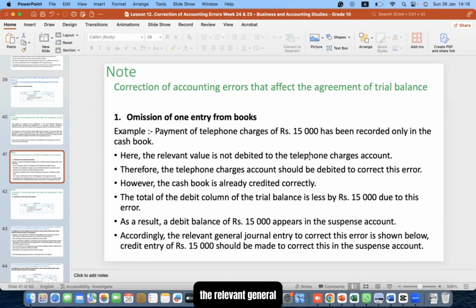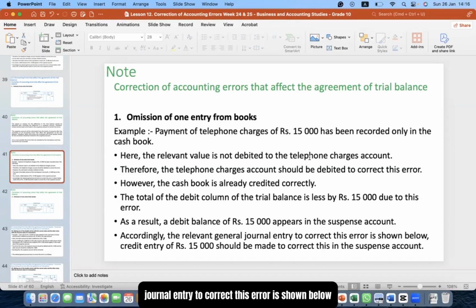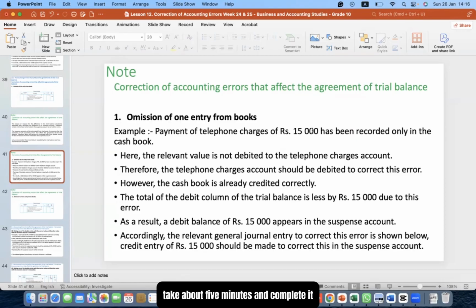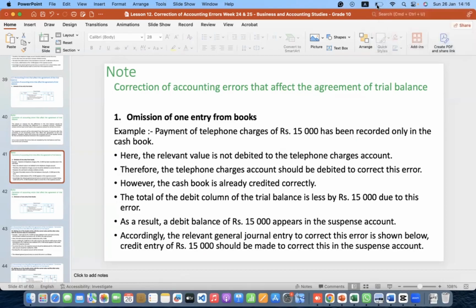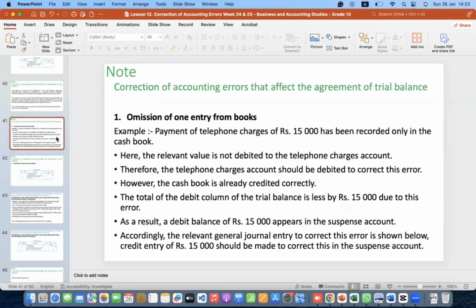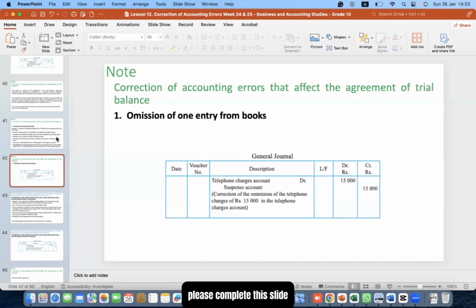Accordingly, the relevant general journal entry to correct this error is shown below. Credit entry of rupees 15,000 should be made in the suspense account to correct this. And then we will have to write this entry. So can you write this? Take about 5 minutes and complete it. Okay, after completing this slide, please complete this slide. Take a couple of minutes and please complete it.